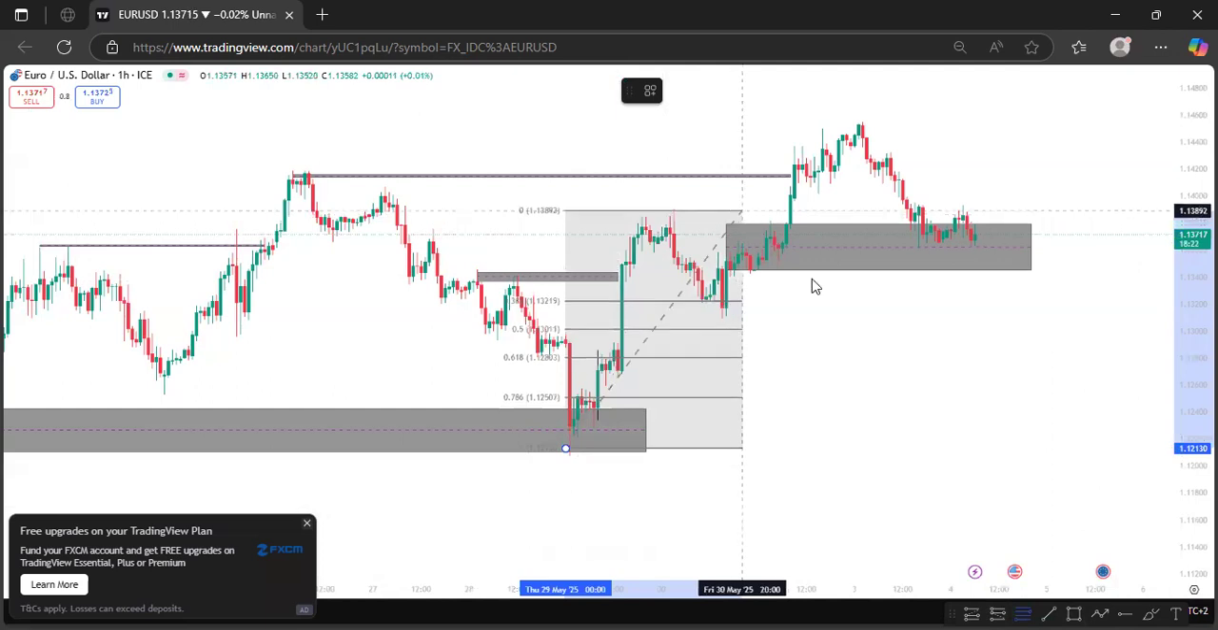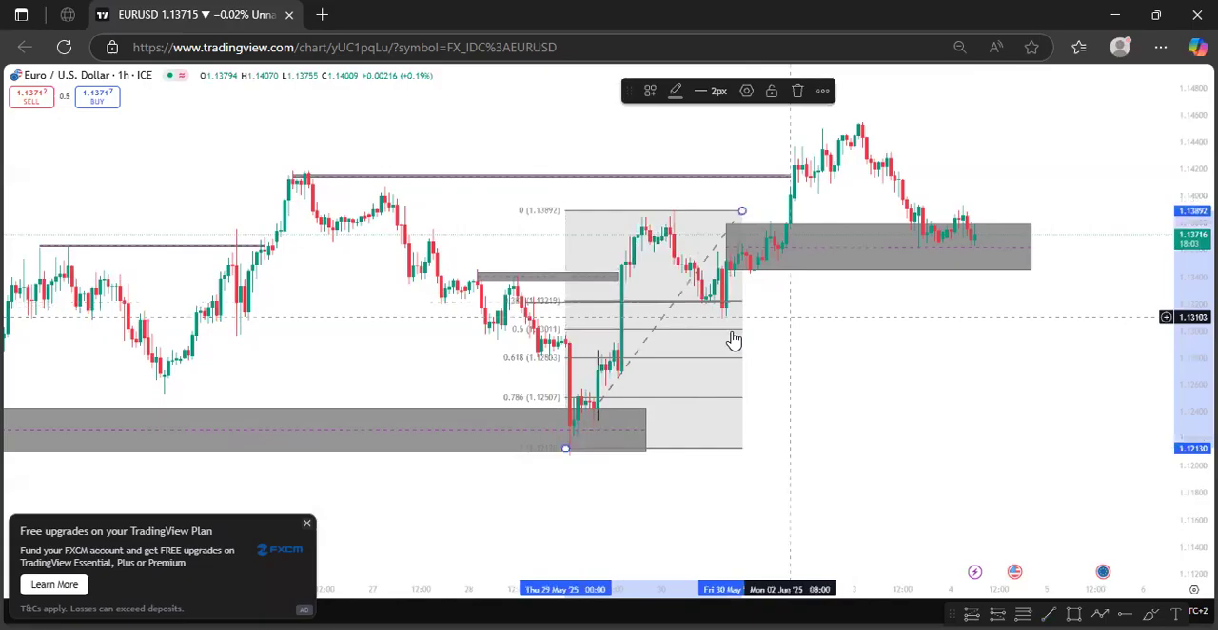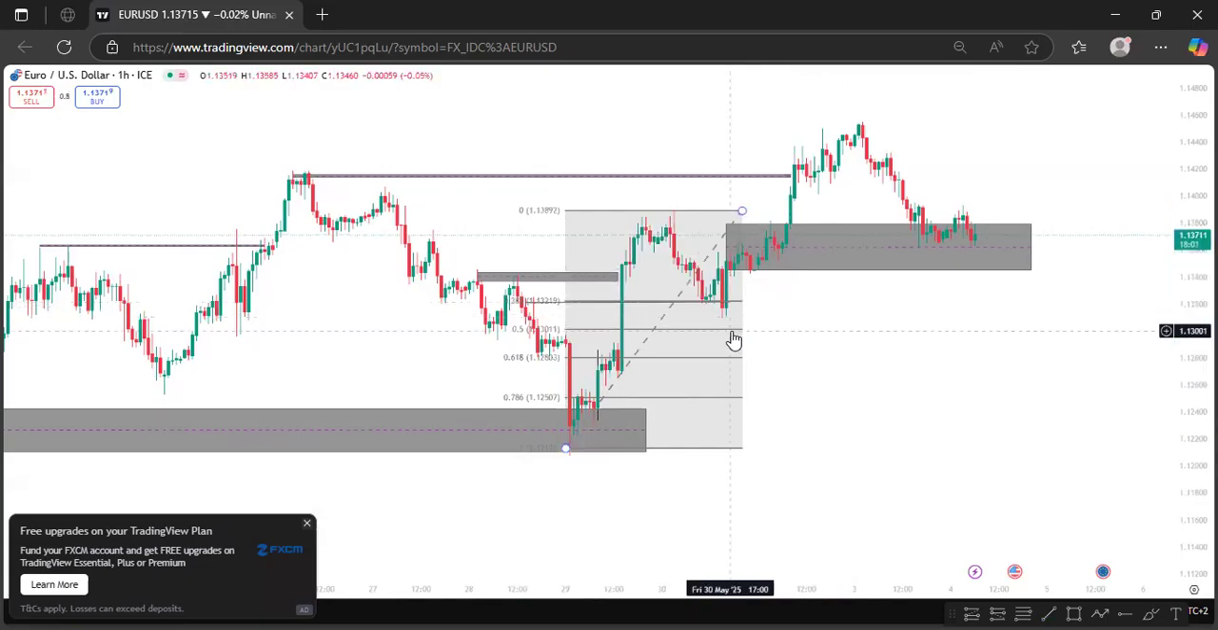Now, a pullback happened. We had a pullback after this high was created. We had a pullback down, and this pullback reached this level. I'll only explain this level on mentorship, but the 0.38 level indicates that if price takes out the 0.38 level, it is a valid pullback.